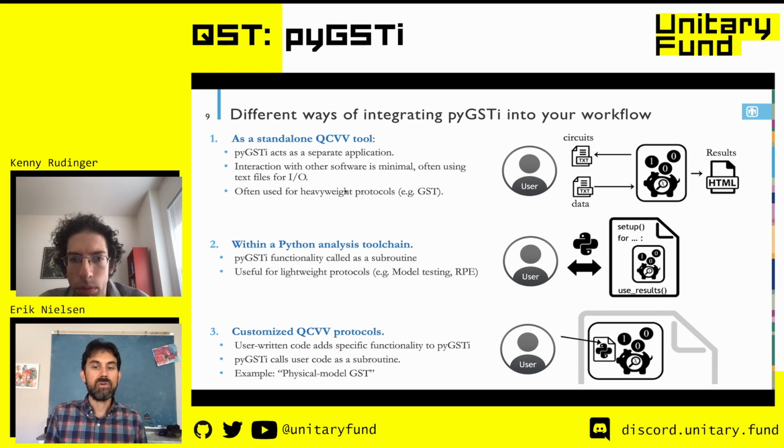In the second use mode, the user uses pyGSTi as a subroutine within Python code that they've written. And oftentimes experimental groups we've found will use Python as a way of controlling the experiment in different fashions. And so this is an easy way to integrate some of that characterization into their tool chain.